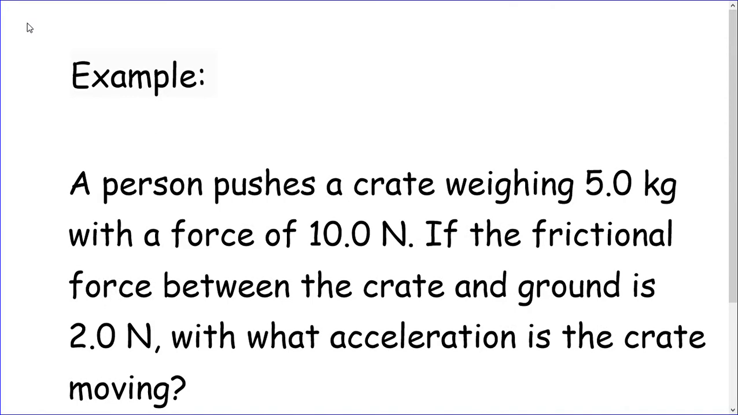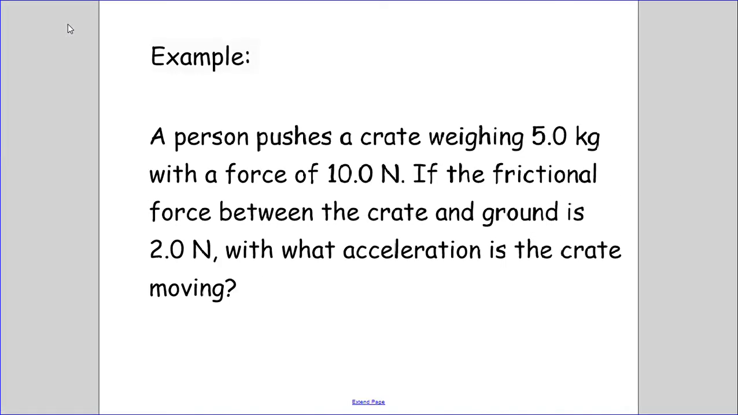So as an example, a person pushes a crate weighing 5 kilograms with a force of 10 newtons, and if the frictional force between the crate and the ground is 2 newtons, with what acceleration is the crate moving?